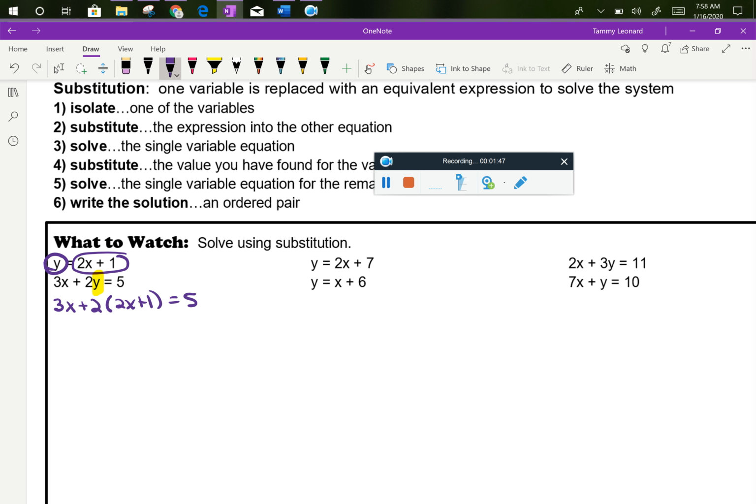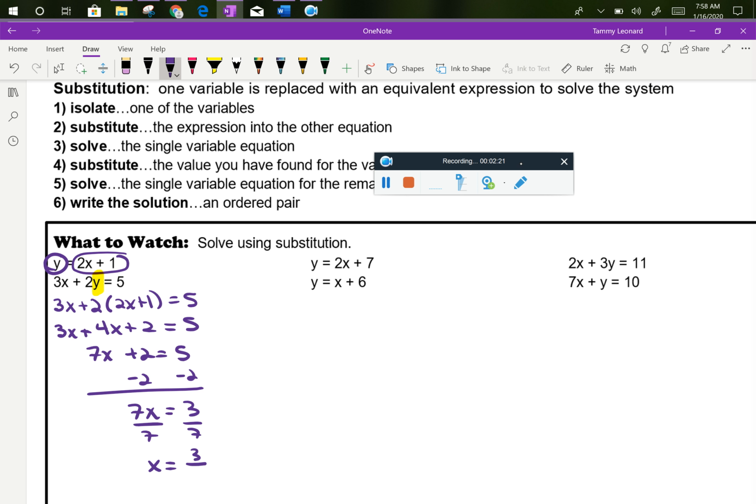Then step 3 is to solve this new single variable equation. Notice this equation looks longer than what we had before, but it's easier because it contains only x's. That's what we mean by a single variable equation. So we have 3x plus 4x plus 2. Always be careful to distribute when you go through those parentheses. We continue to solve the equation. We can combine our like terms and subtract 2 from each side, and then divide both sides by 7.